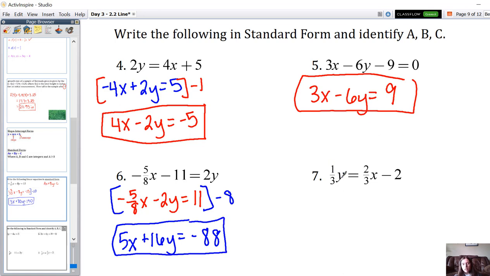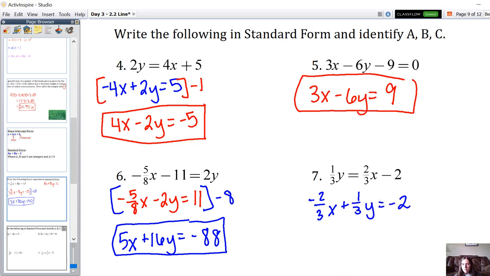Finally, we have 1/3 y equals 2/3 x minus 2. So first I'm going to move that 2/3 x over. So we're going to subtract it. So we have negative 2/3 x plus 1/3 y equals negative 2.